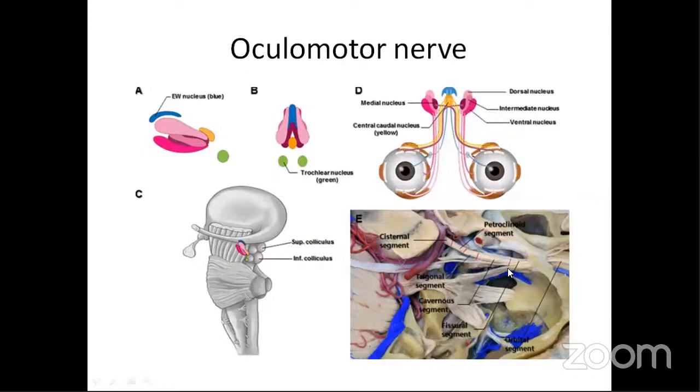Then we have the cavernous segment, and then the fissural segment, from where it goes into the orbit and forms the orbital segment.